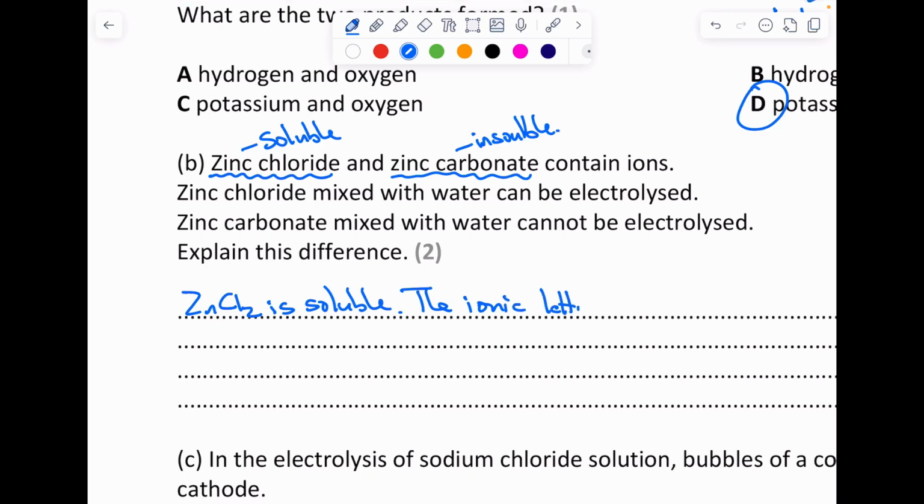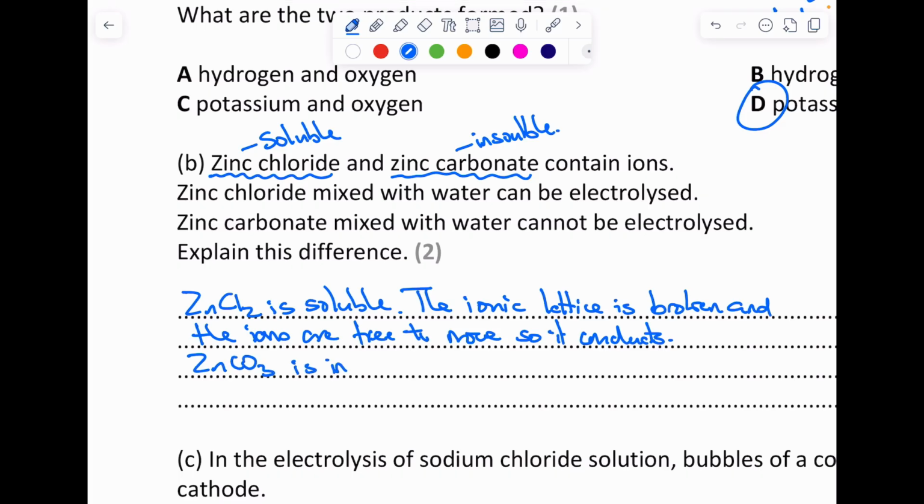the ionic lattice is broken, and the ions are free to move, so it conducts. We could also just add, to confirm that, that the zinc carbonate is insoluble and the ions are not free to move.